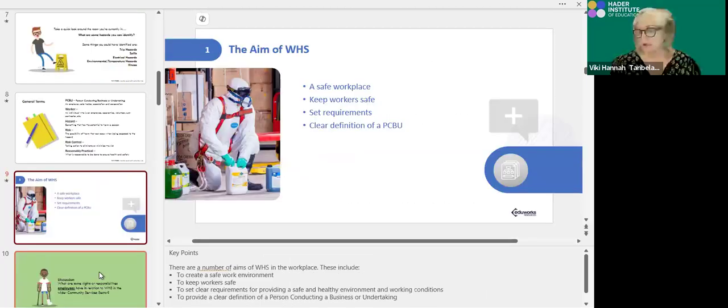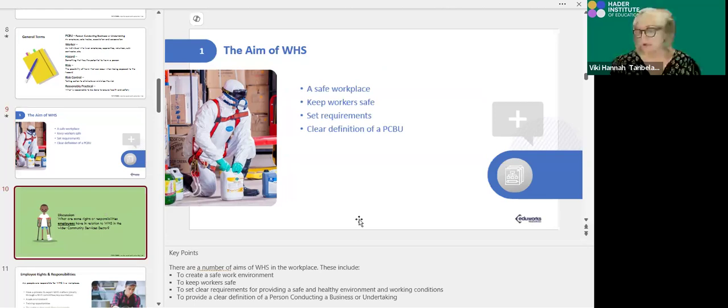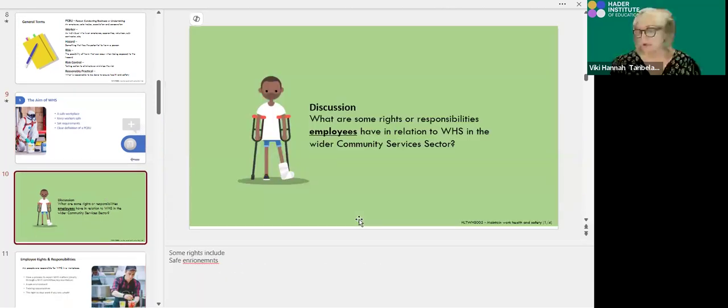So the aims of workplace health and safety: a safe workplace, keep workers safe, set requirements which are governed overarching by the legislation, and a clear definition of what the employer or the host employer for students going out on work placement are required to do. And that is the undertaking that they must do by law. In our class, we talk about that, and we will.